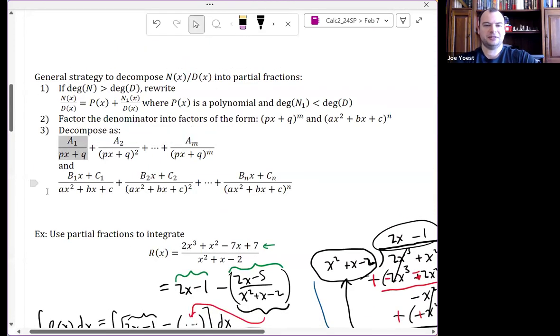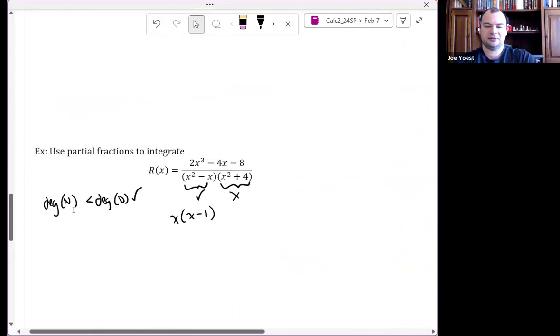Again, the linear factors each get a numerator that's a smaller degree, so a constant. The quadratic factor, we've got to be careful. It gets a numerator that's a smaller degree, so a linear. We need to remember to include that linear term for that quadratic factor.